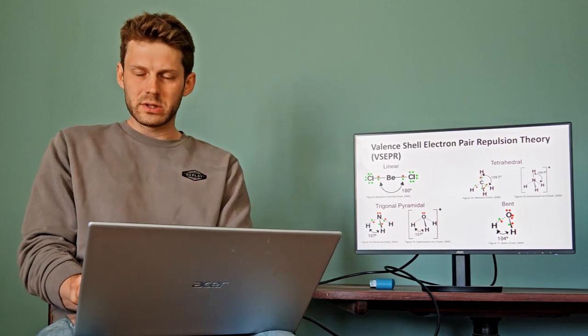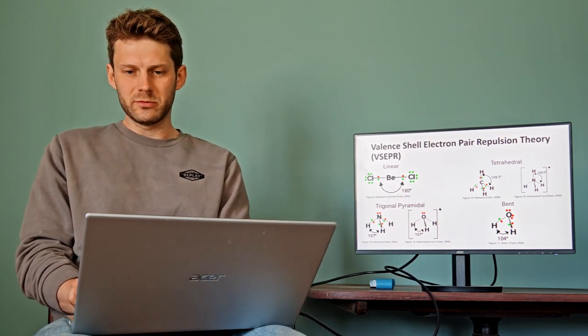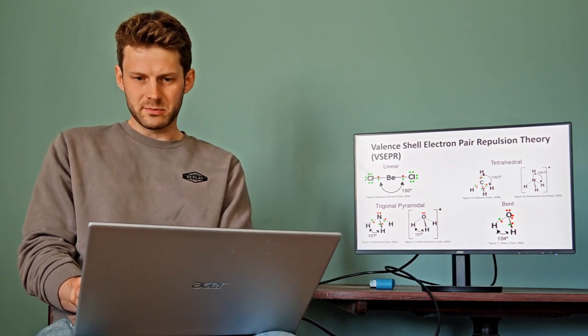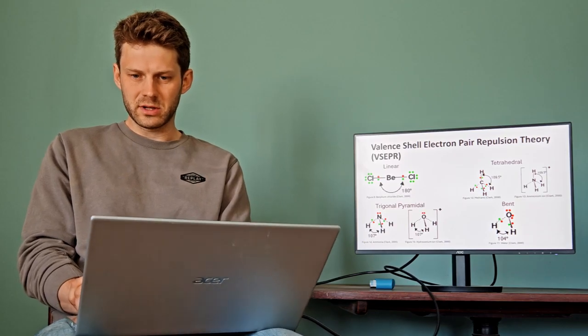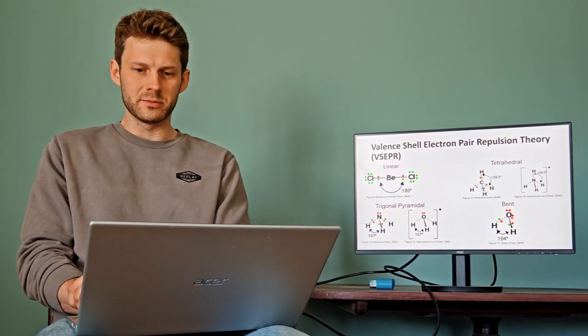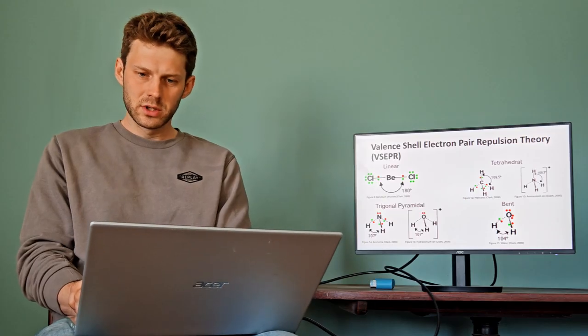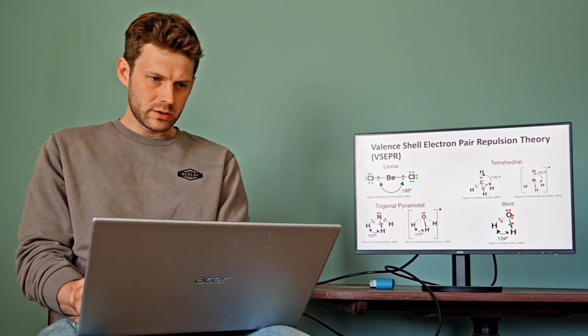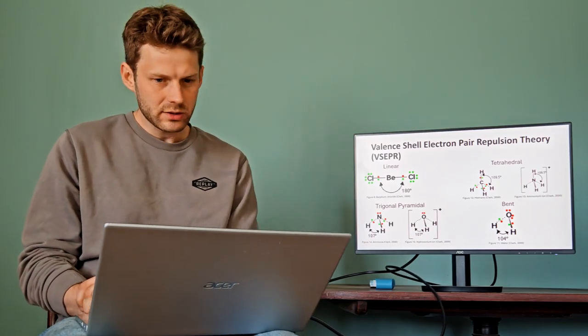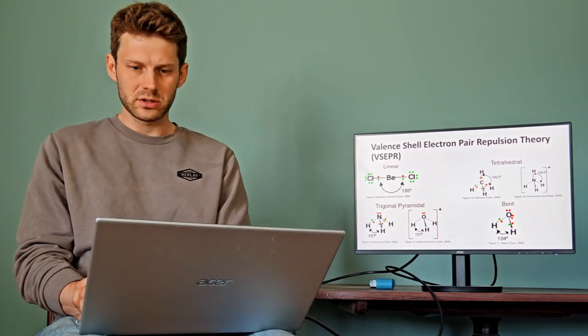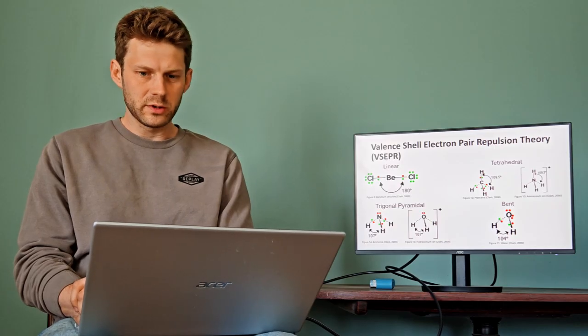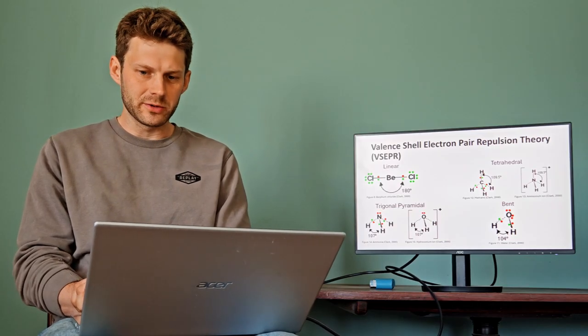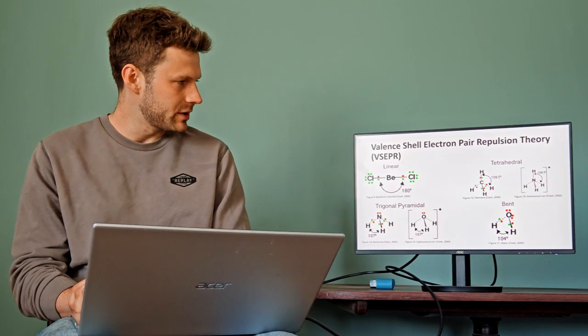We have VSEPR. It predicts the geometry of molecules. VSEPR models are based on the concept that electrons around a central atom will configure themselves to minimize repulsion. So beryllium chloride forms a linear structure because the two bonded pairs exert an equal amount of force against each other, so they move an equal distance apart.